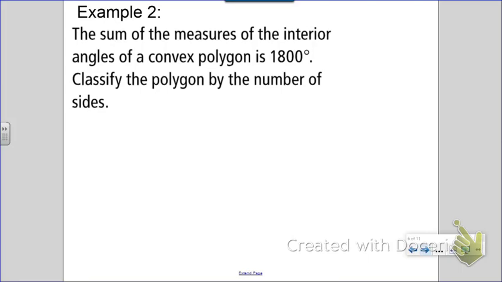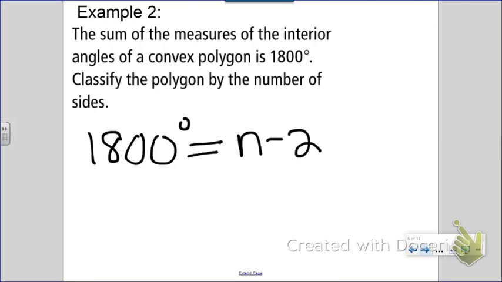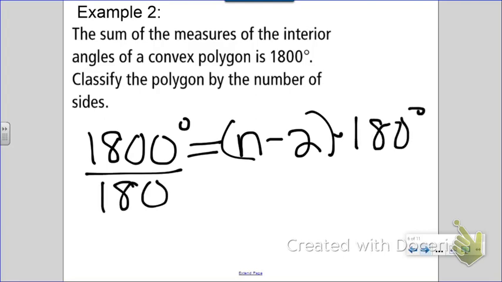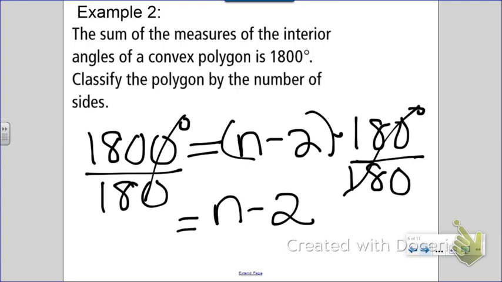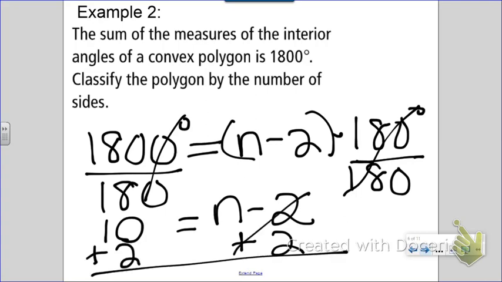Example 2, the sum of the measures of the interior angles of a convex polygon is 1,800. Classify it by the number of sides. So we're going to take our answer, 1,800, set it equal to (n-2) times 180, and solve for n. I'm going to divide by 180 first on both sides to get n-2 by itself. 1,800 divided by 180 is 10. Add 2 to both sides. So n equals 12.